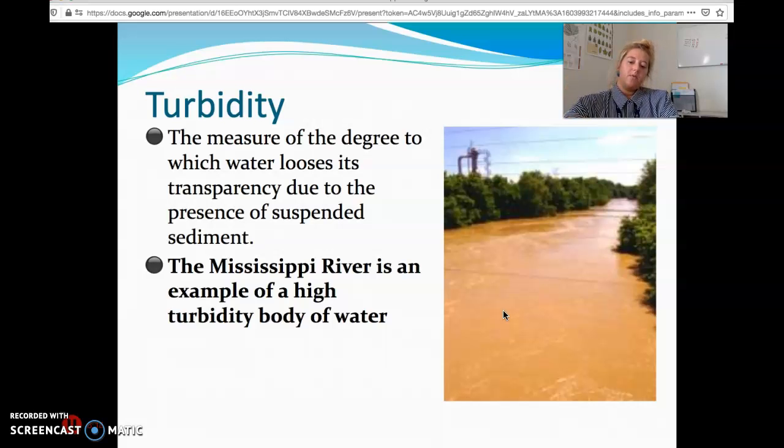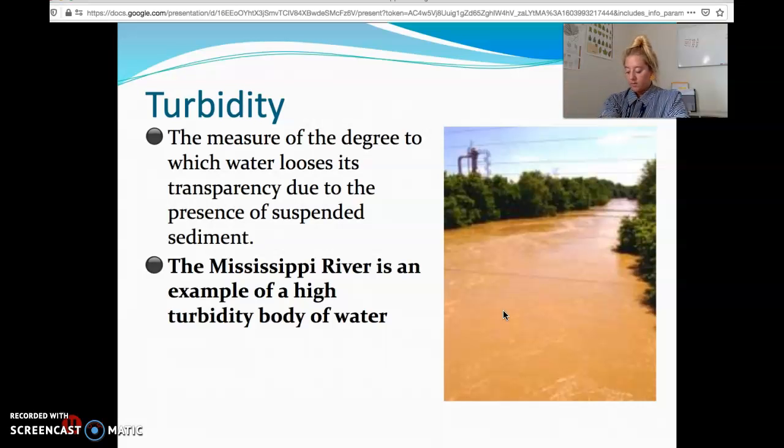Now, if you remember right, thinking back to our lecture on rivers, the faster a river is going, the more sediments it can carry. So a slow-moving river is more likely to have less sediments than a quickly moving river.